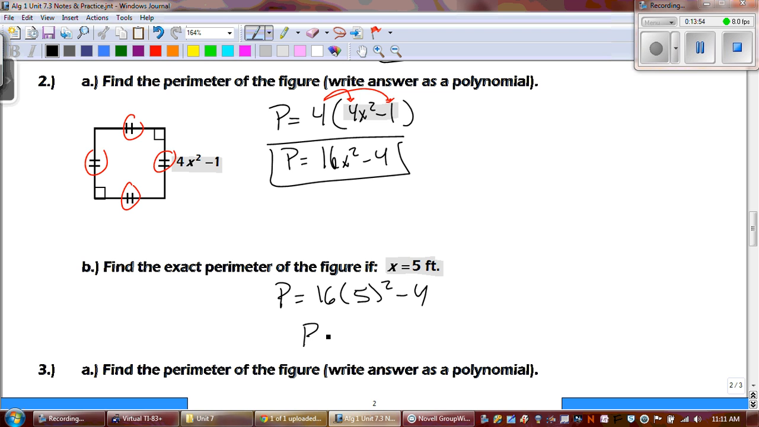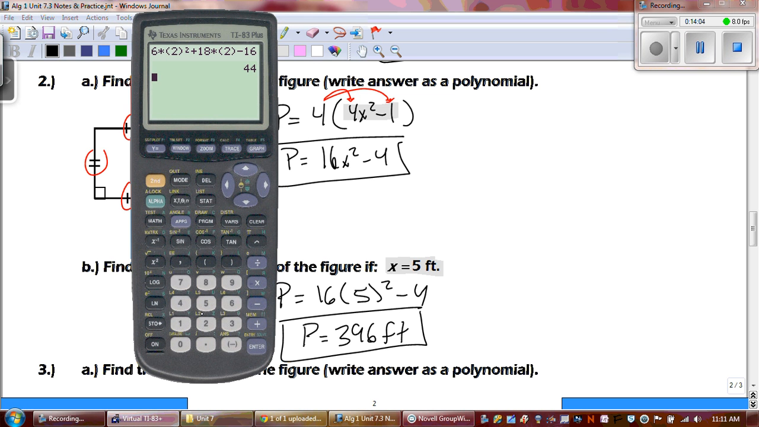Okay, you guys should have gotten that P equals 396 feet. Like, well, Mr. Grice, how'd you get that? Well, if I plug it in exactly as I see it, that's 16 times 5 squared minus 4. Okay, and you get 396.